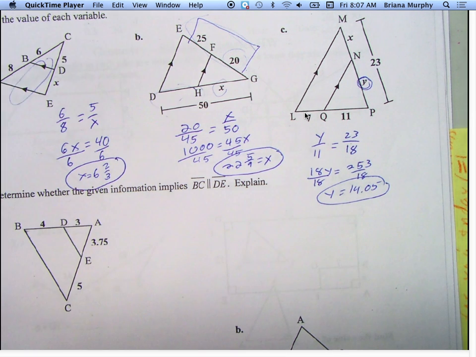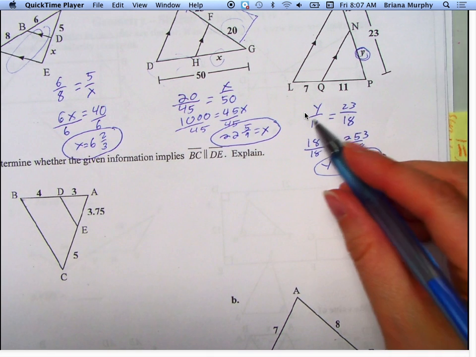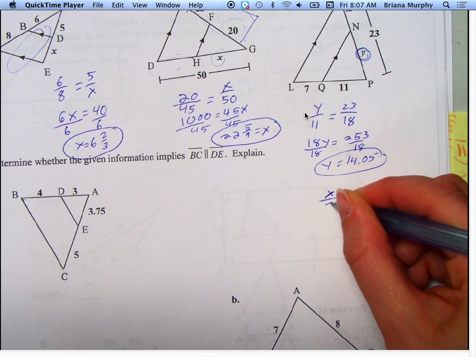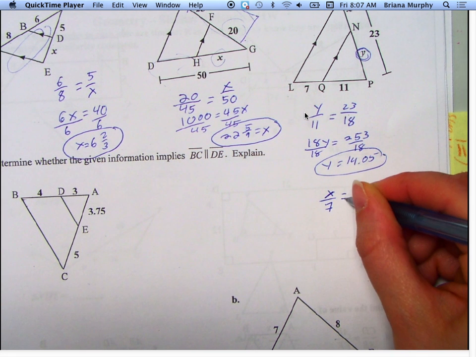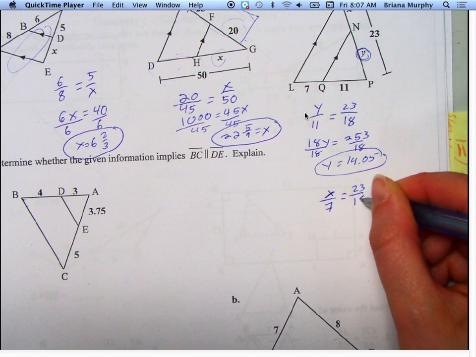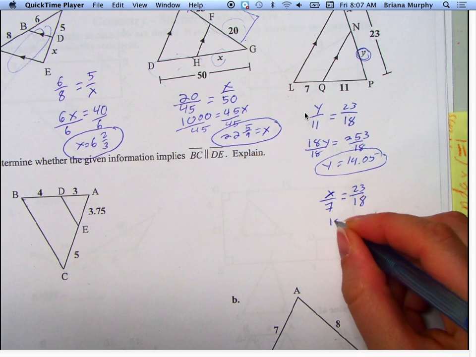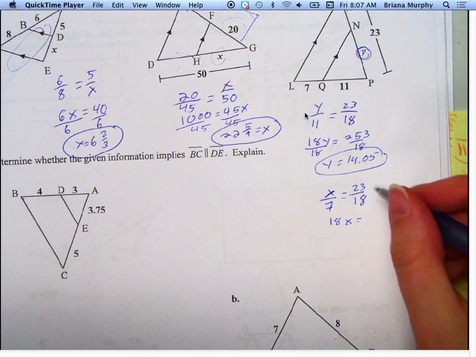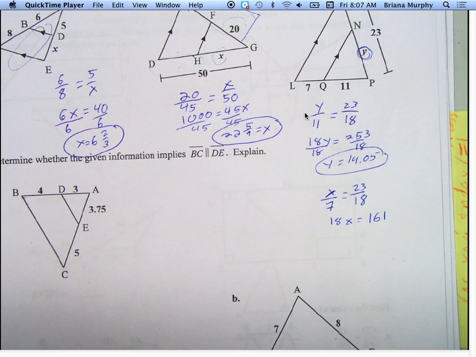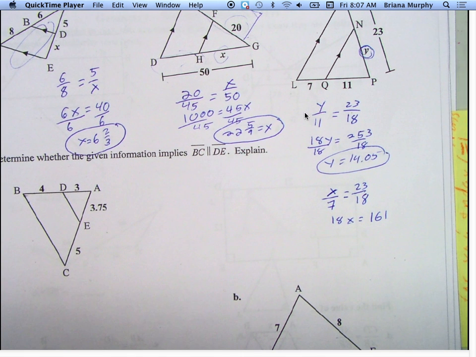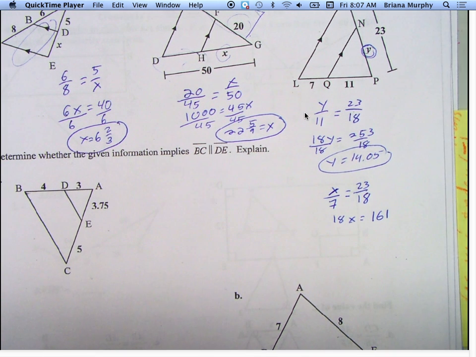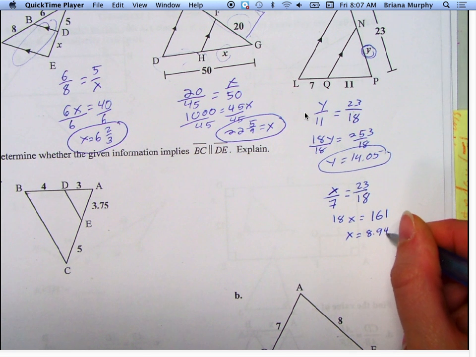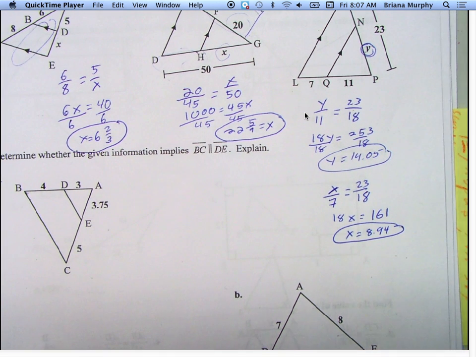All right, we ready? So we should have x over 7 equals 23 over 18. So we should get 18x equals 161. And then 161 divided by 18 gives us 8.94 approximately. Everybody feel okay about that?